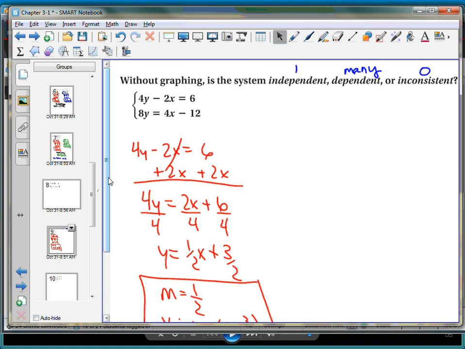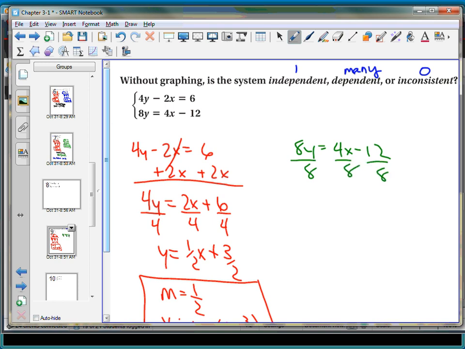So I'm going to come right back over here and do the 8y is equal to 4x minus 12. What do I do? Divide by 8. y is equal to 1/2 x minus 3 over 2. What's my slope?